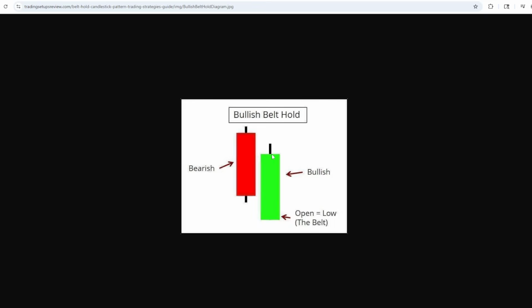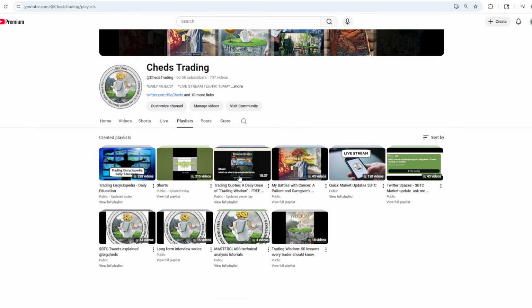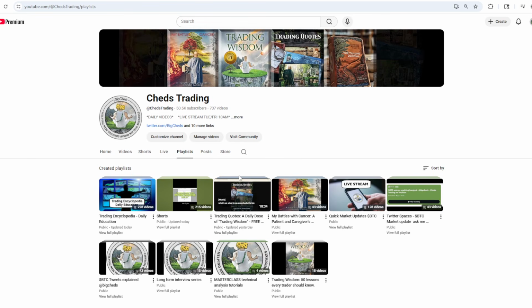But this is the bullish belt hold, a 2-candle Japanese reversal signal.